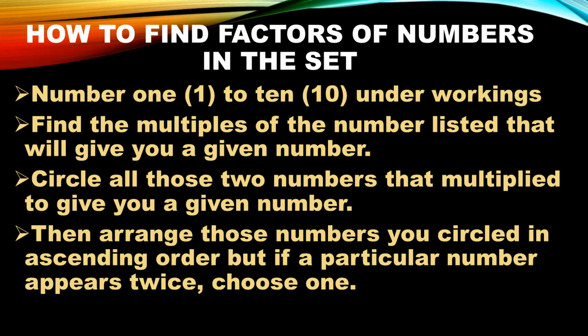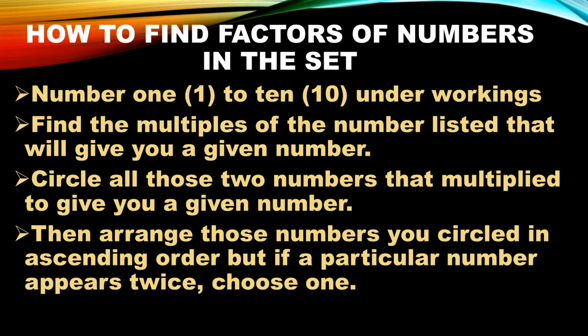A given number. So when you are asked to find the factors of 6, you start with 1. What number do you think you multiply by the 1 that will give you 6? What number do you think you multiply by the 2 that will give you 6? In that order until you get to what? The last number, which is 10. Okay?